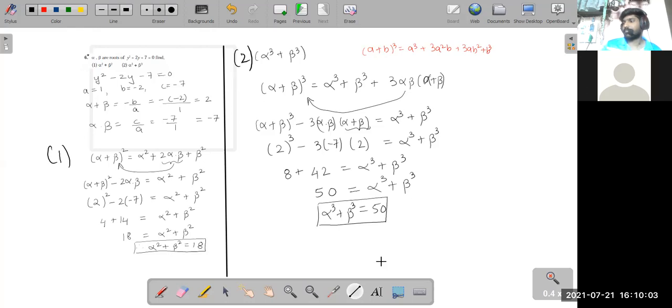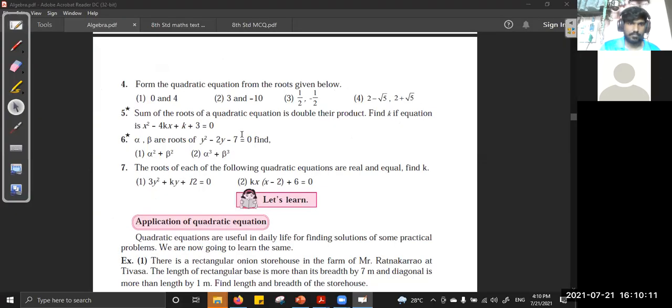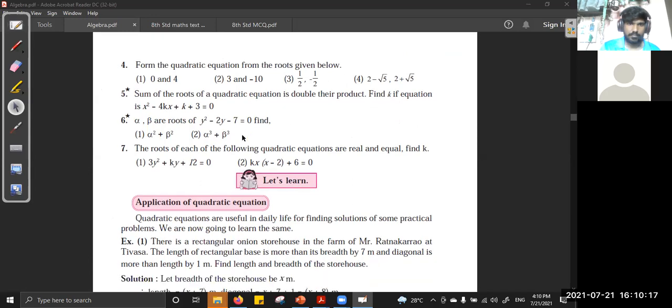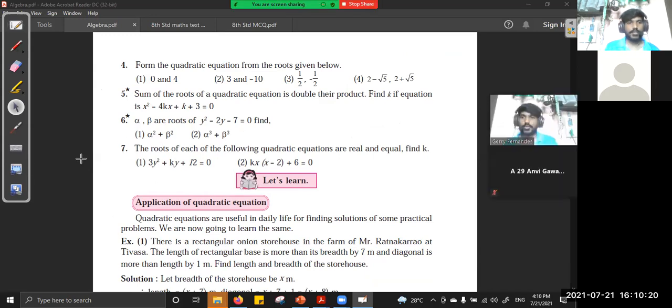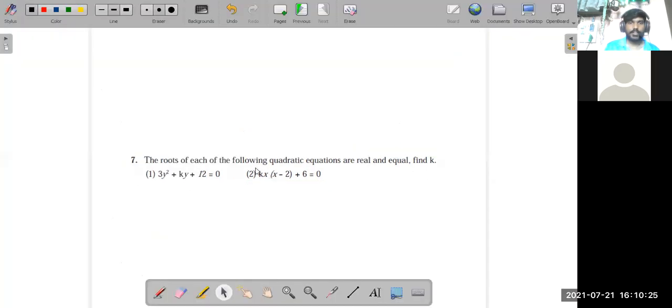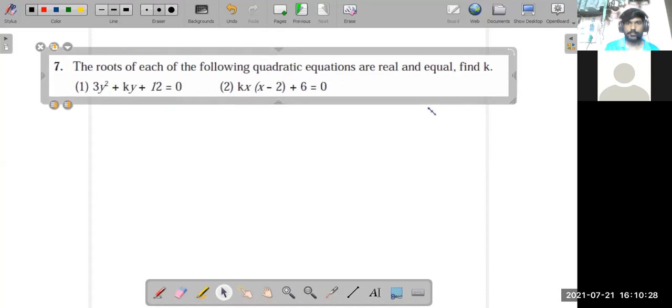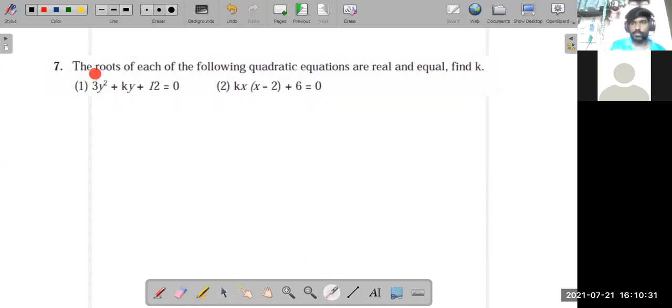Done. Okay, last one. In the seventh one, if you read the question carefully, they say the roots of each of the following quadratic equation are real and equal. Okay, the roots of the quadratic equation are real and equal.